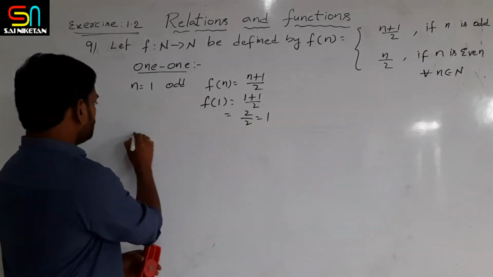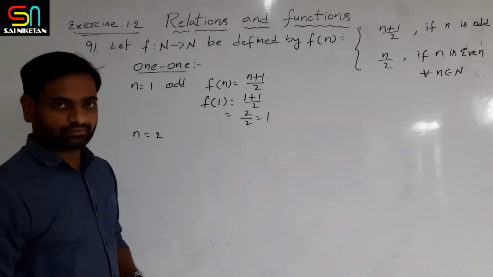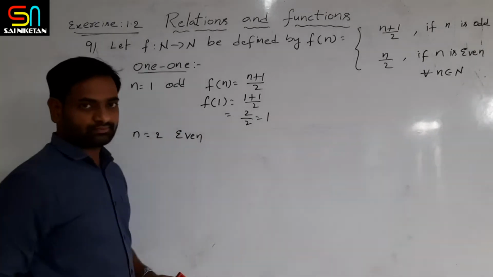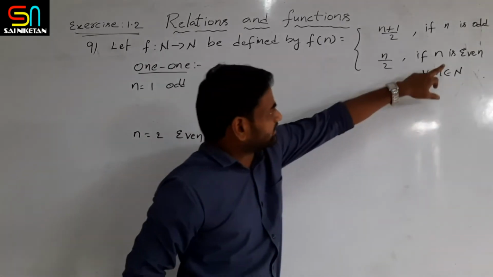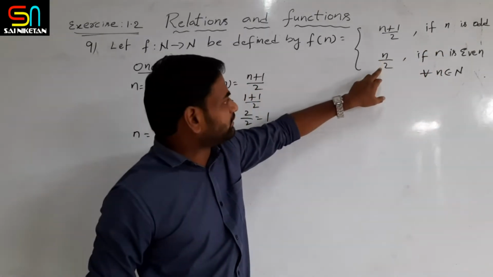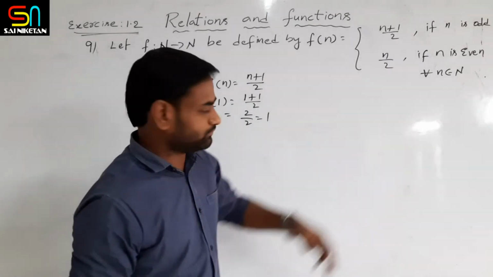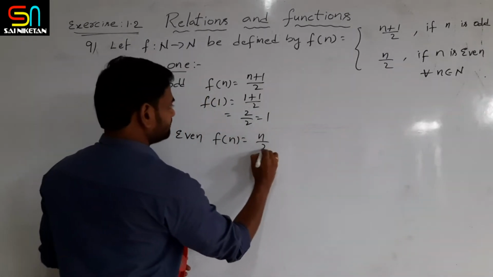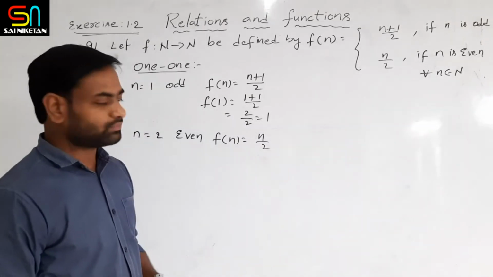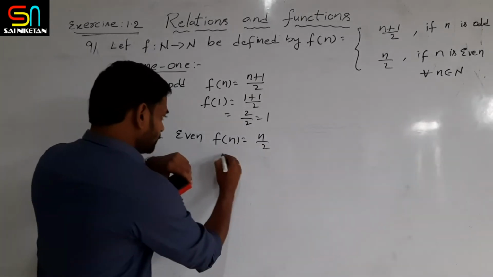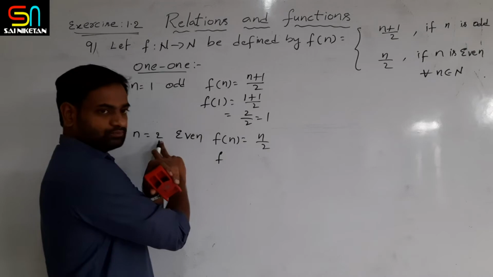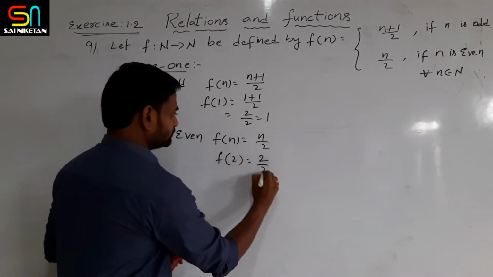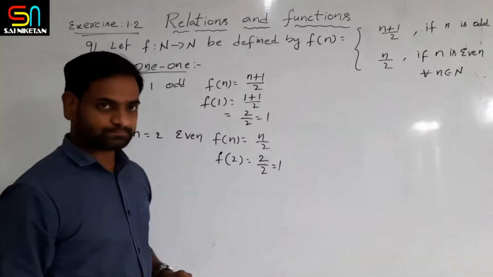Okay. Next, suppose n value is 2. This is 2, an even number. When n value is even, which function have to take? n by 2. That is, f of n is n by 2. Okay. Now see, what is the n value now? 2. Substitute. f of 2 is equal to 2 by 2, that is equal to 1.